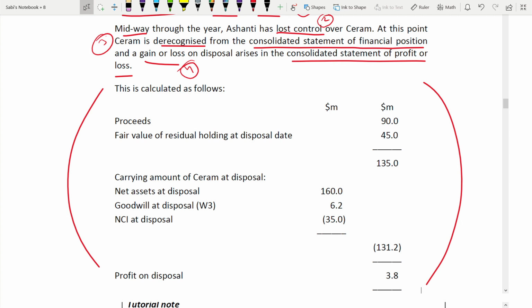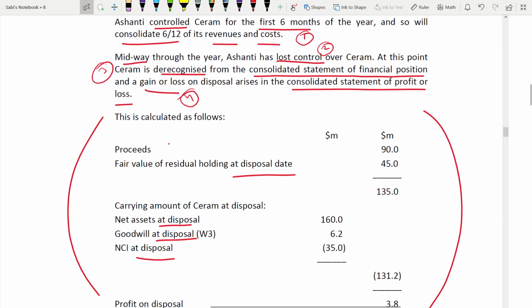If you see, this is at disposal date, everything is at disposal, even the proceeds are at disposal. So there's no confusion for you about which one to take. It is at the date of disposal. If something is given previously and you have been given the closing figure, that means you have to adjust and re-evaluate. So now let us start with the proceeds.